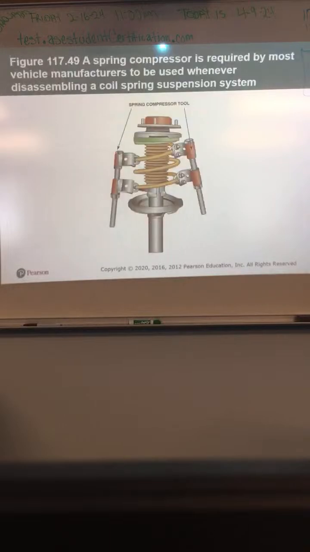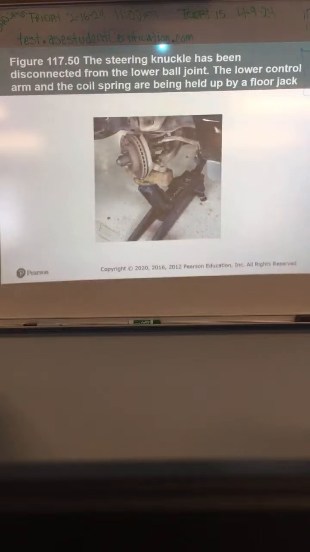All right. Different type of spring compressor. If you don't actually have the one they use in the shop, you can rent these spring compressors at the parts stores, but again, if you can get away with it, not doing it, just buy the whole strut.